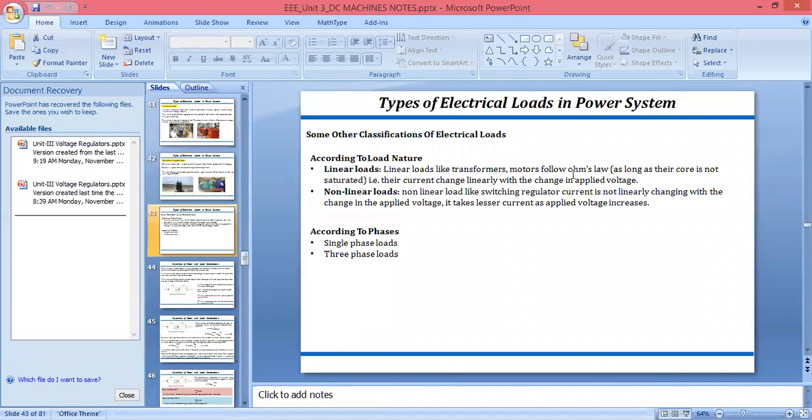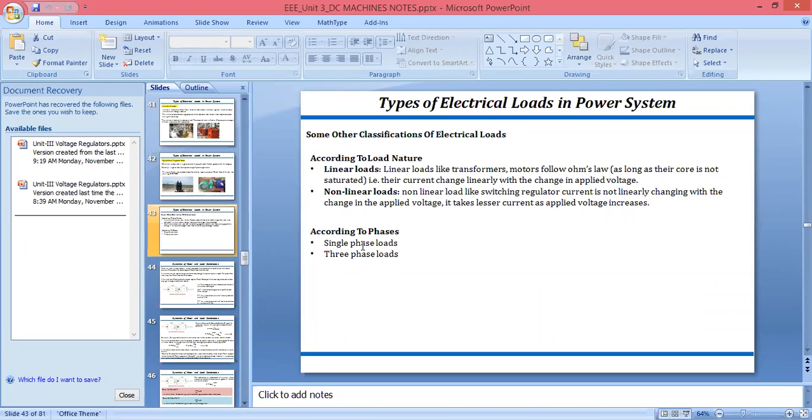Some other classifications of the electrical load. When we are classifying the electric load, this depends on how we are using that electric load: on the domestic level, the industrial level, the agriculture level, or for the resistor, capacitor, and so on. Again, we can classify electrical loads on the type of load nature, and on the type of phase.